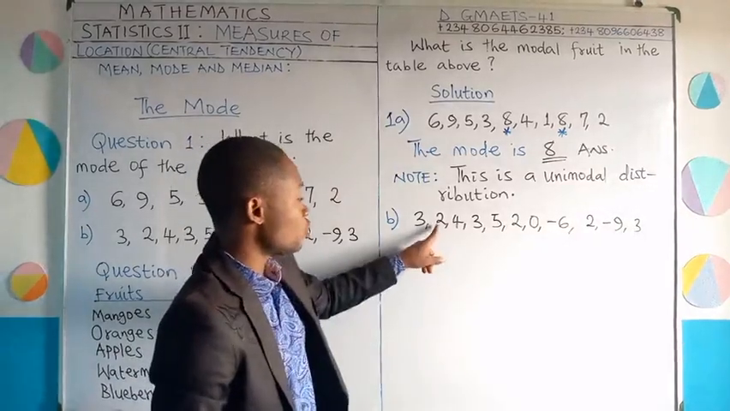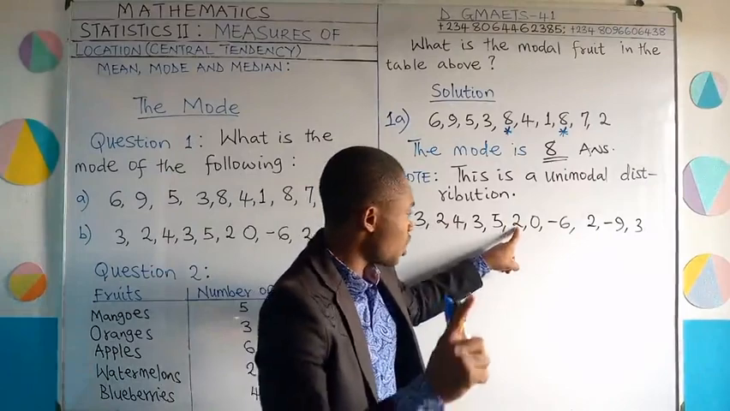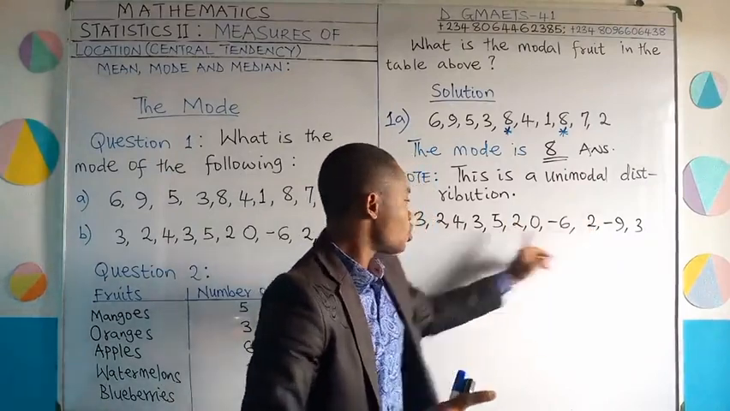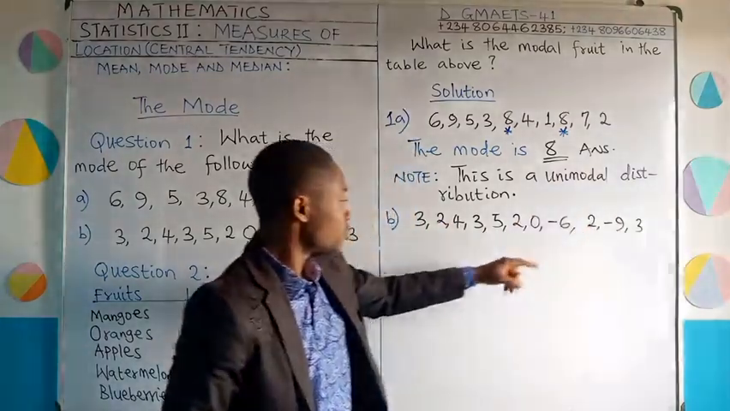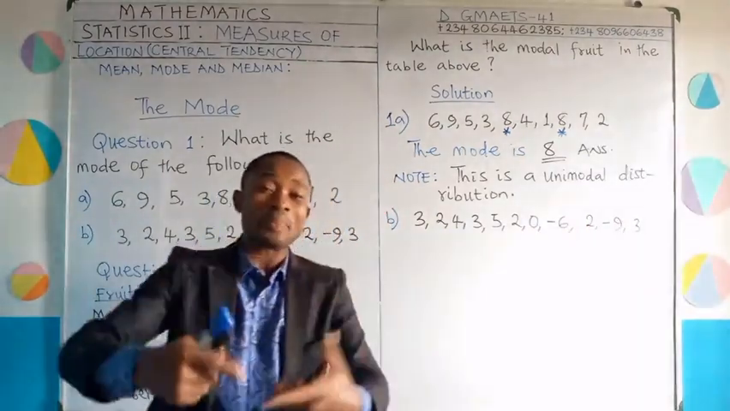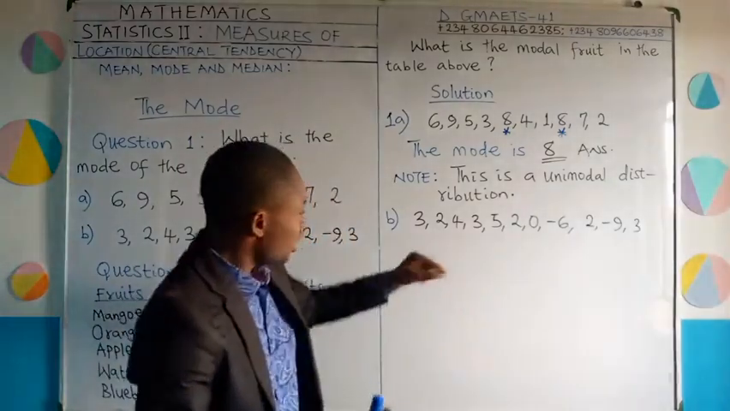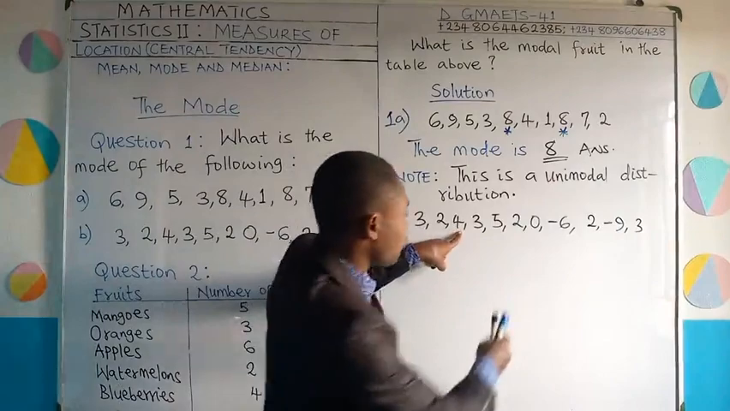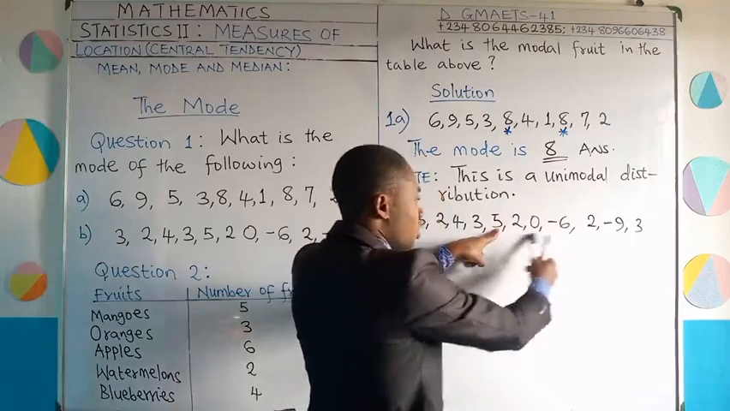Let's check for 2. We have 2 here. We have 2 here. We have another 2 here. So 2 appeared 1, 2, and 3 times. 3 appeared 3 times. 2 also appeared 3 times. So they have the same frequency. You can see that. Okay, let's check for 4. Alright, 4 appeared only once. Let's check for 5. 5 appeared once.